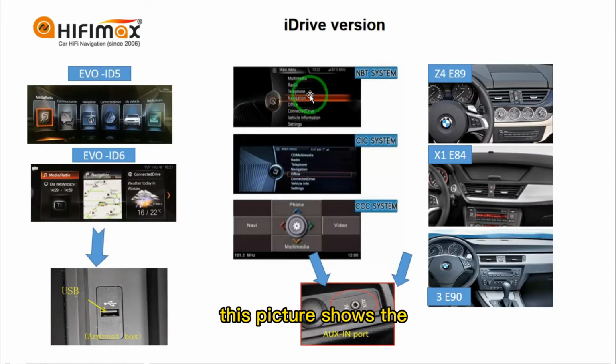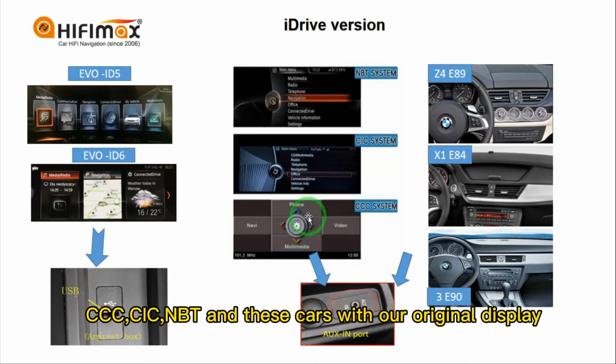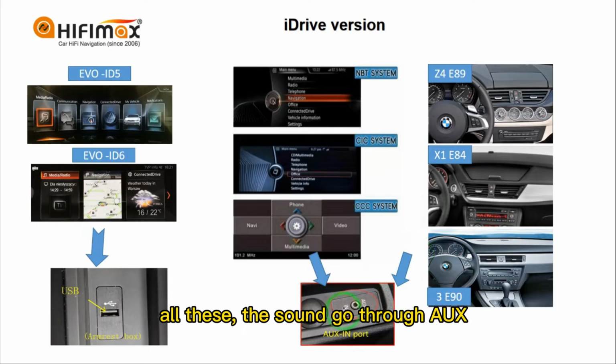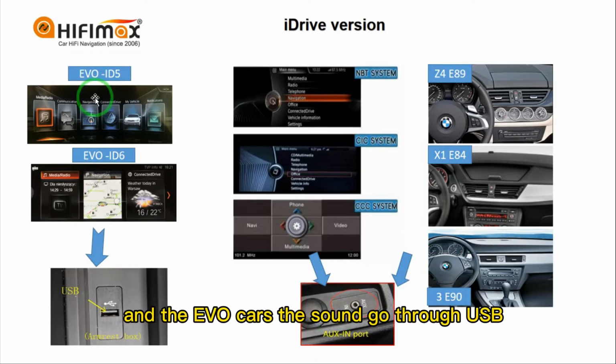This picture shows the menu for the iDrive versions CCC, CIC, NBT, and cars without an original display. For all of these, the sound goes through AUX, and for the EVO cars, the sound goes through USB.